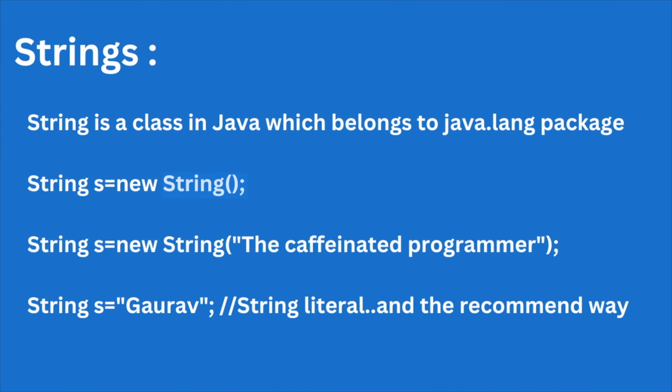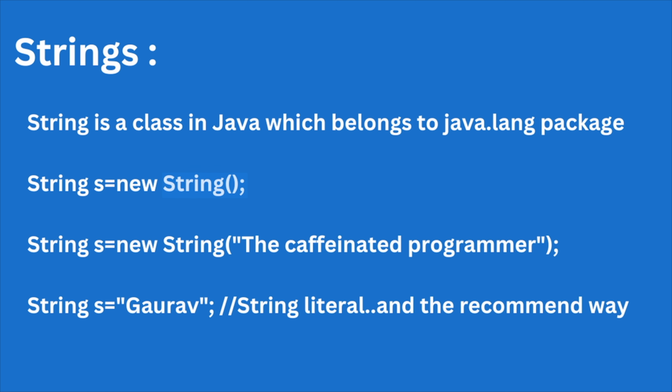Now let us talk about strings in detail. String is a class in Java that belongs to the java.lang package. And there are various ways to create our string objects. First is with the help of the constructor, right? On lines 2 and 3, you can see I have the string constructor, where one contains zero arguments while the other one contains a single argument. So we can create an object of string using the constructor.